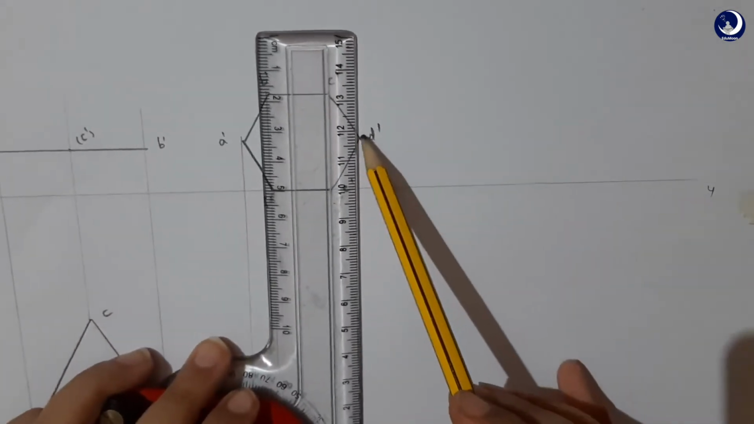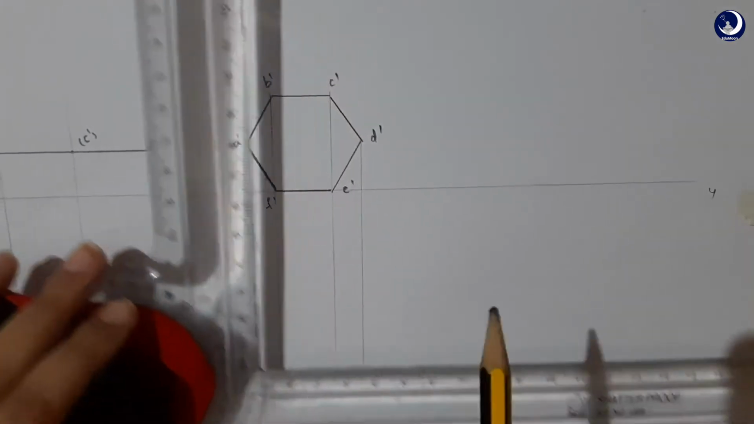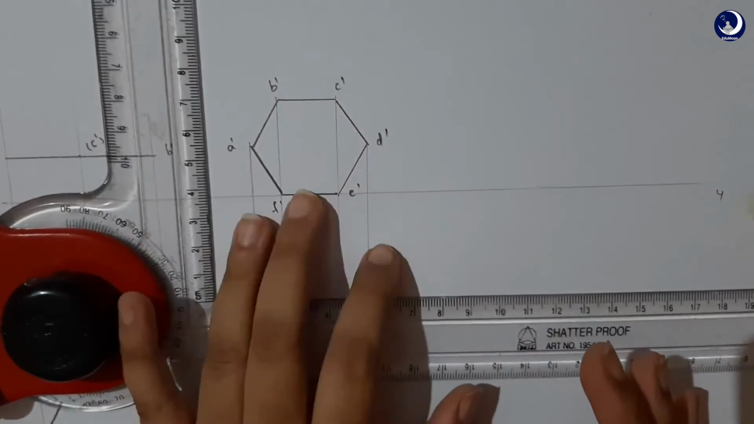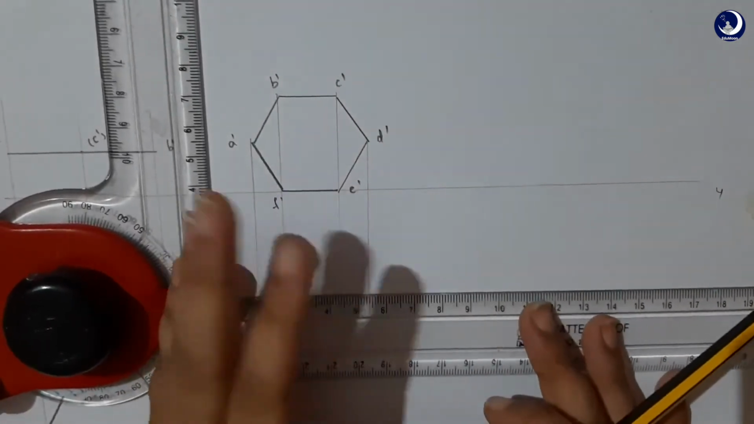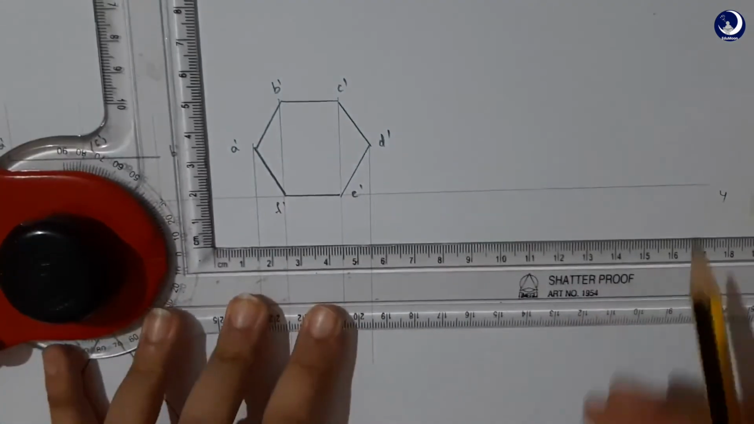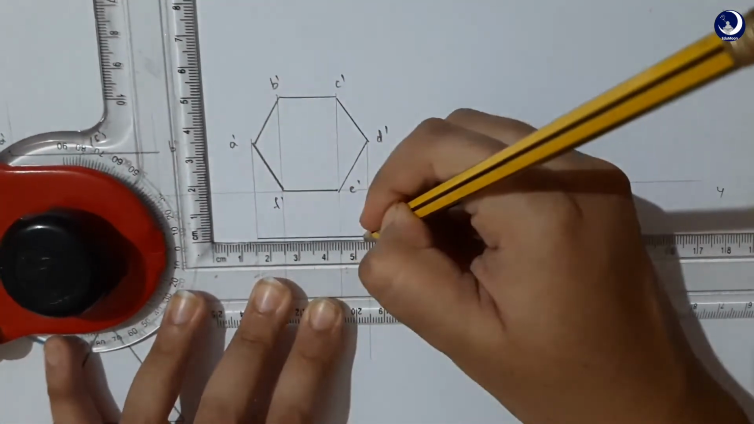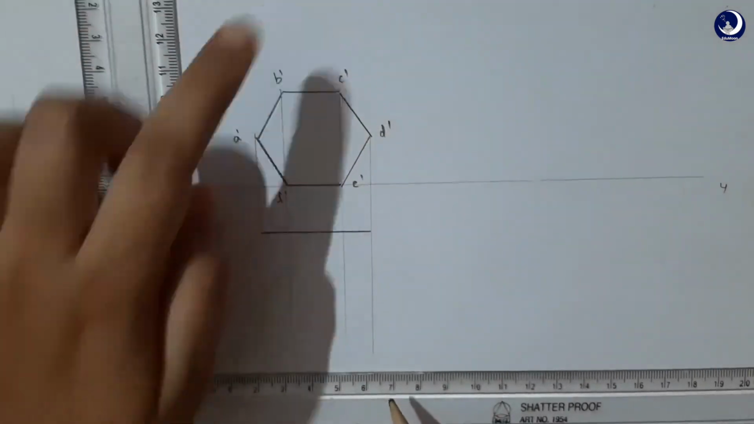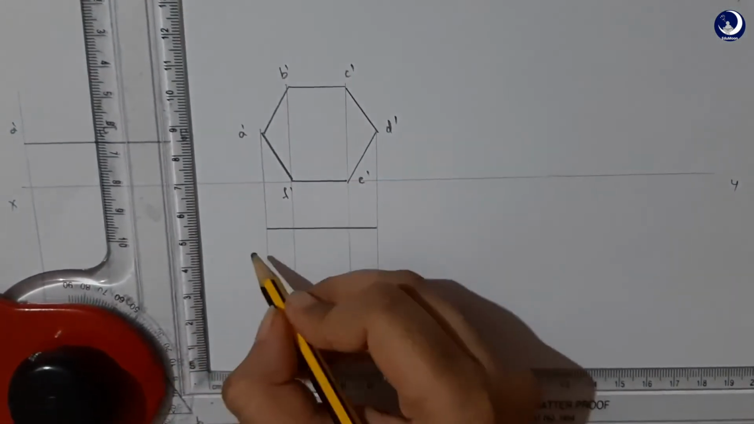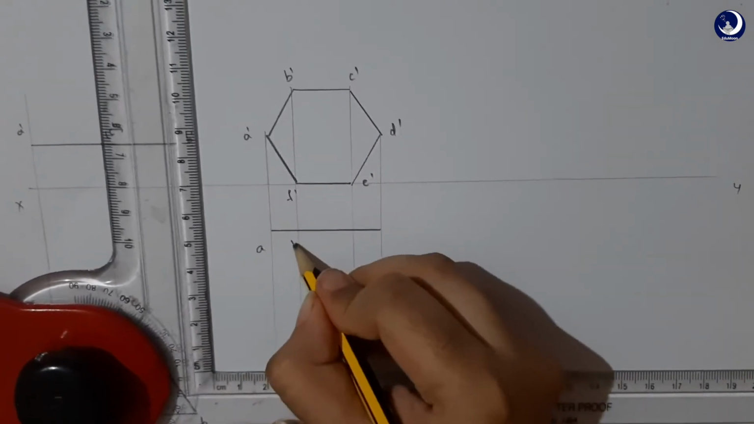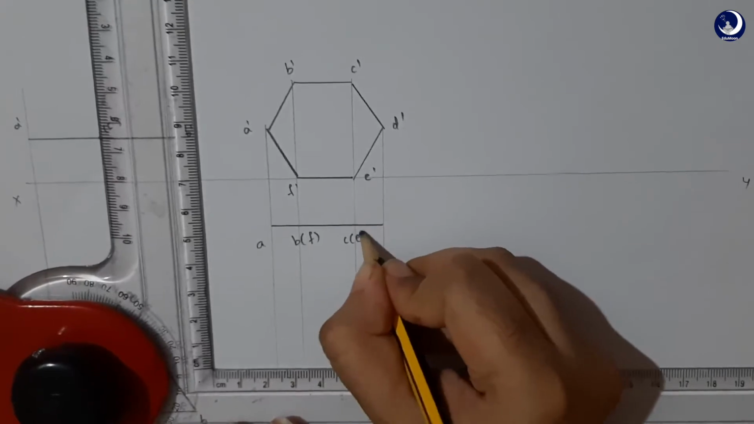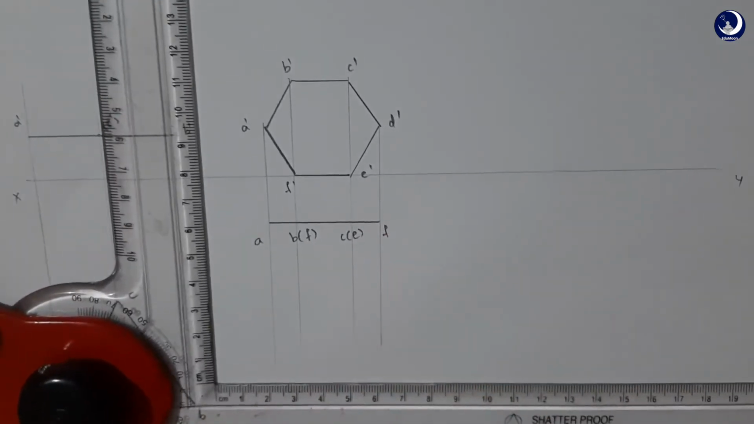Now we're going to project this plane to the top view. First we have not imagined the hexagonal plane to be inclined. I have just imagined that it is parallel to VP. So the top view is going to just be a line, and from the top we can only see A, B, C and D. F and E will be hidden. So this is the first step.